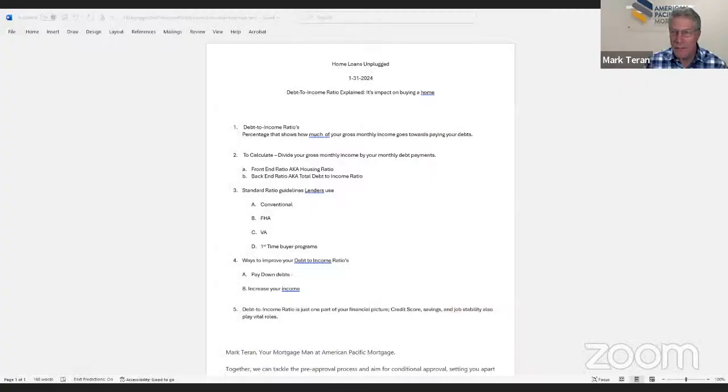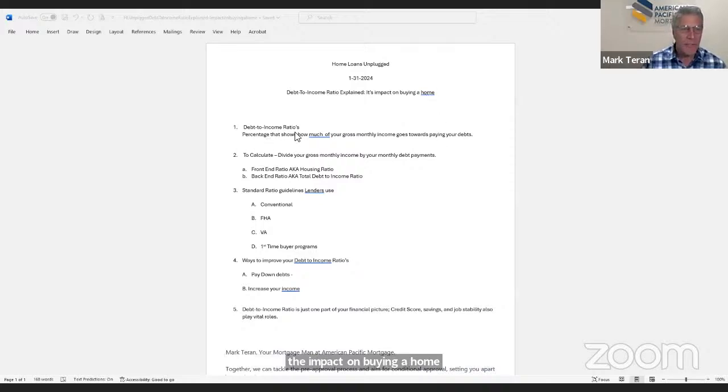Tonight, we're going to go over debt to income ratios and explain them and the impact it has on housing. So let me get started by sharing my screen. Okay, so tonight's topic, debt to income ratios explain the impact on buying a home.